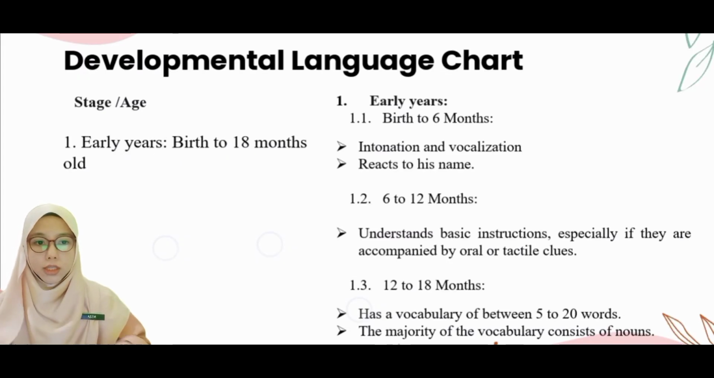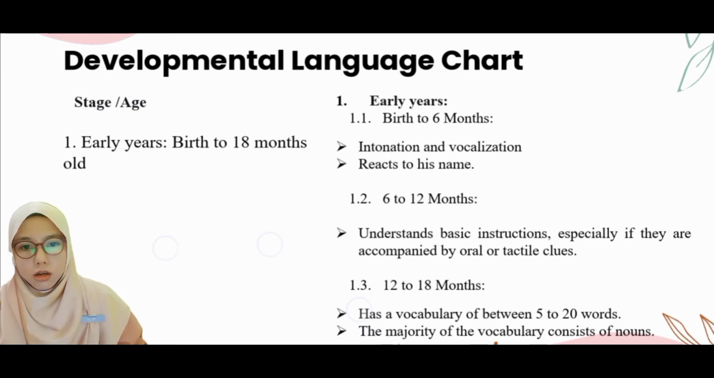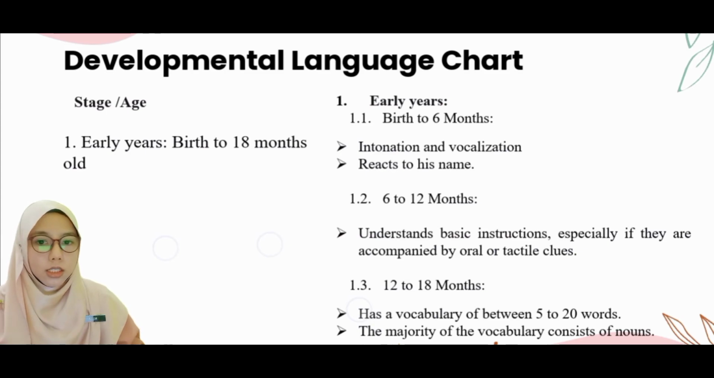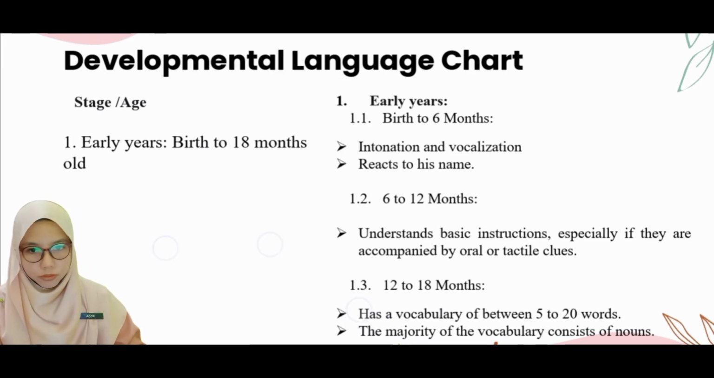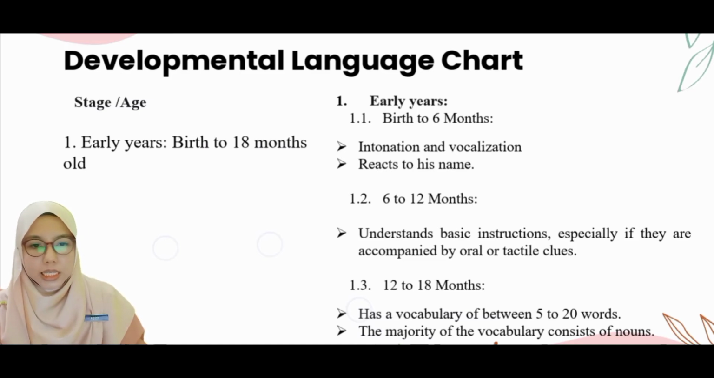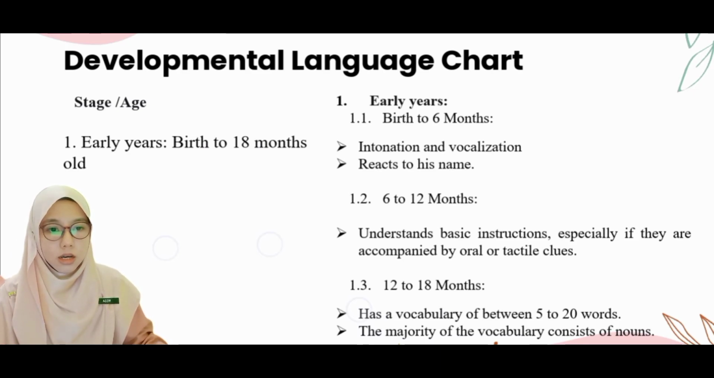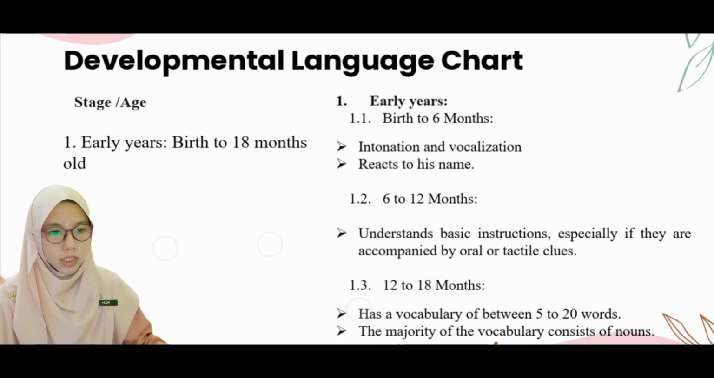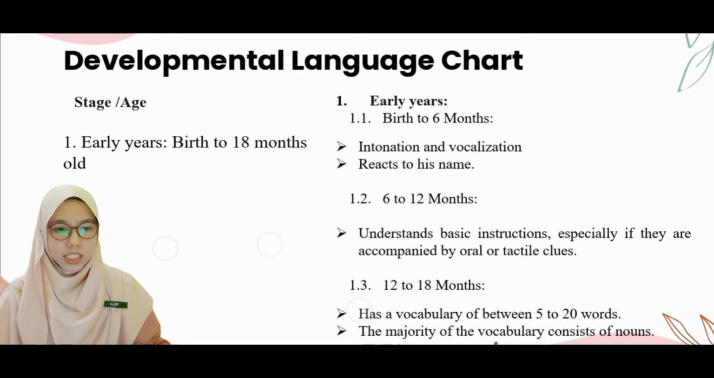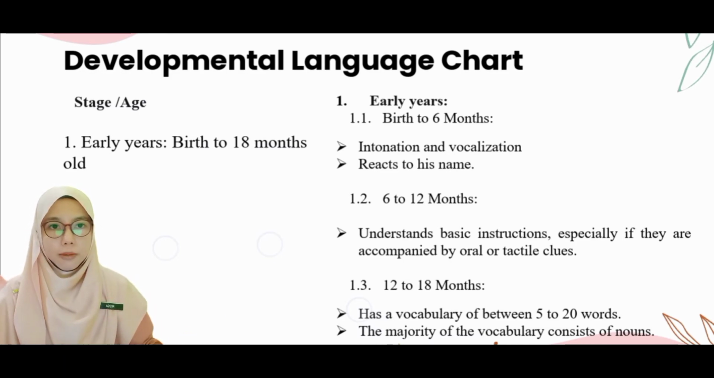Okay, now for the developmental language chart. For this language, we can see that the stage is around early year, toddler, preschooler and school age. The first stage is early year. The age is around newborn to 18 months. Okay, for the early year, birth to 6 months, it's more focused on intonation and vocalization. React to his name.